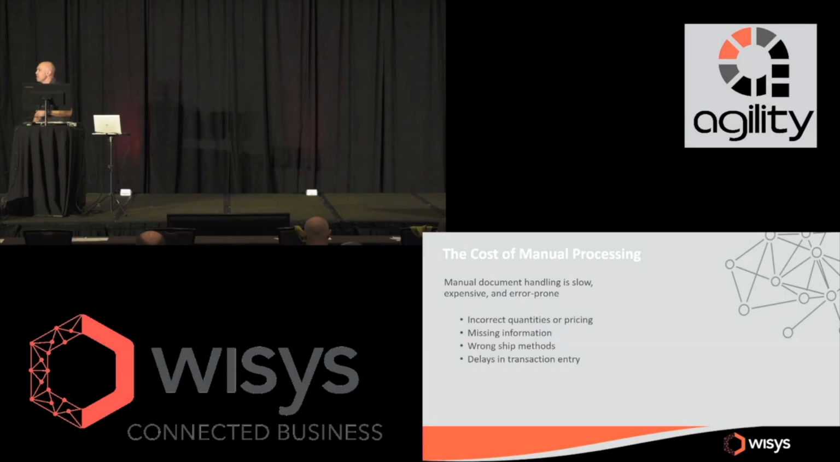There we go. Sorry. So of course, the cost of these manual document processes is that it's slow, expensive, and error prone, whether you're transposing numbers, ending up with incorrect quantities or pricing, missing information from those documents, or the wrong shipping methods. And all in all, of course, more delays in getting that document into the system.